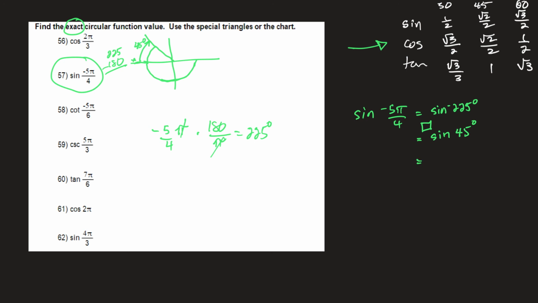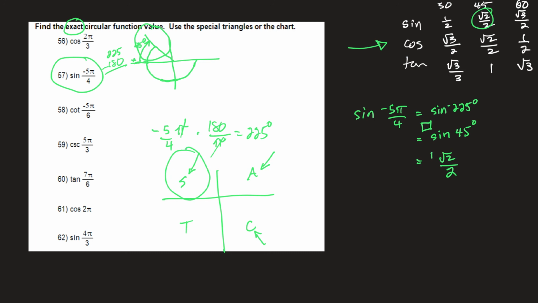And now I just look off my chart. Sine 45 right there. So it's root 2 over 2. Now the sign, whether it's positive or negative, I can get from that CAST rule. The CAST rule says this: only cosine is positive, all are positive, only sine is positive. And that's where I'm at, right there in that quadrant. So this sign has to be positive.